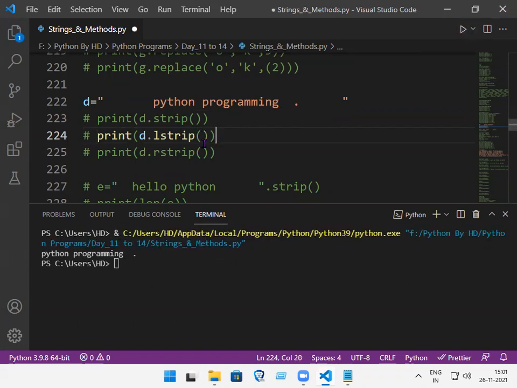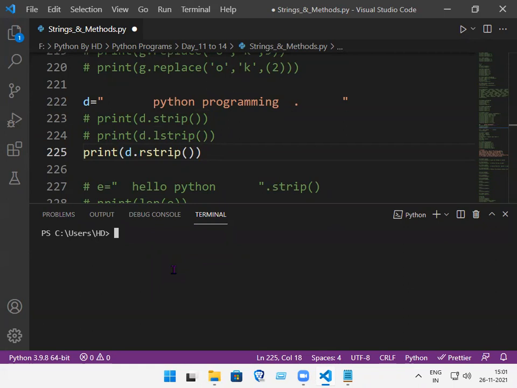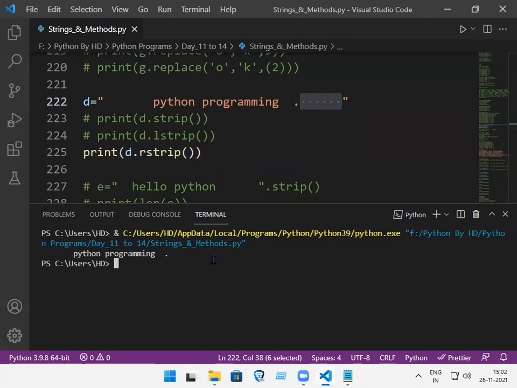Now, in the case of rstrip, only the right side. So what will be the answer? Space Python space programming space dot. This space got deleted. Okay. So when I just say strip, we'll remove space from both the sides, left side and right side. When I say lstrip, we'll remove space from the left side. When I say rstrip, we'll remove space from the right side. Make a note of this. So I'm stopping at line number 225.